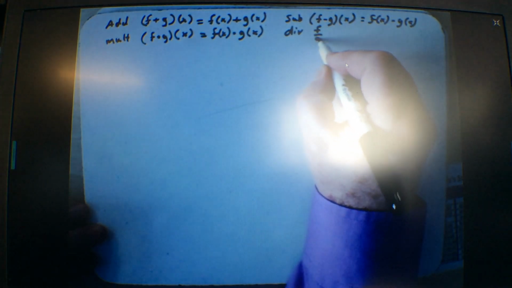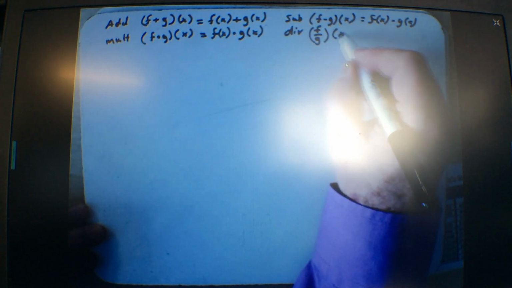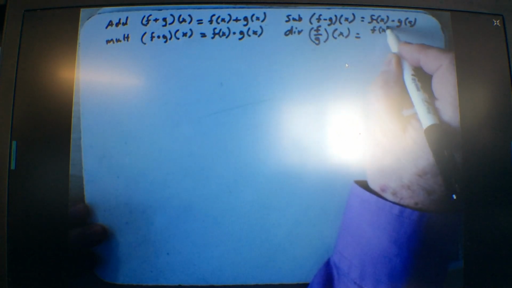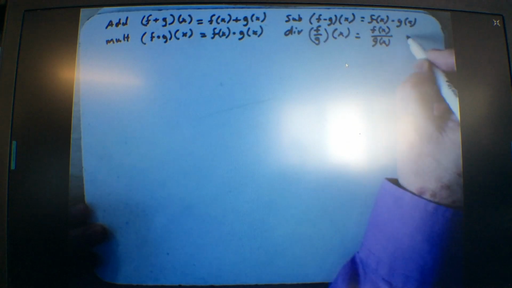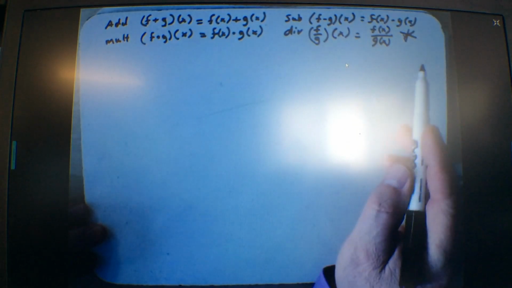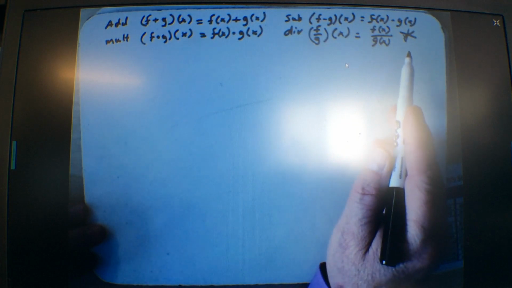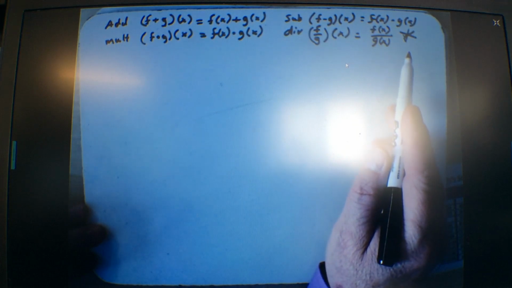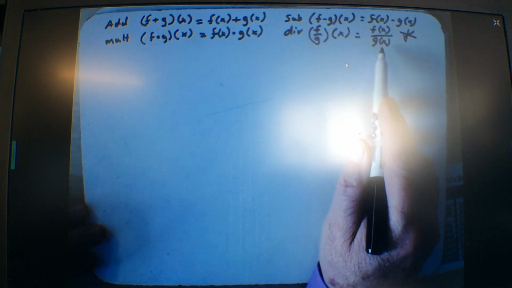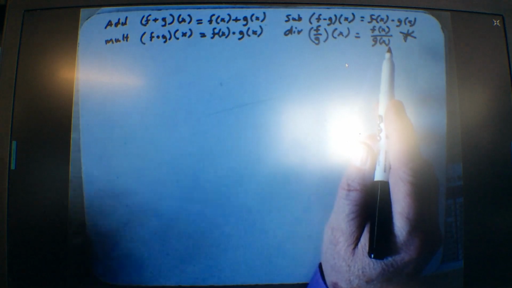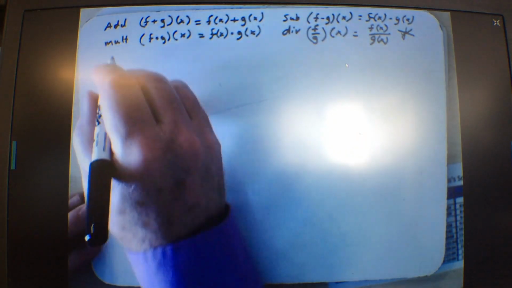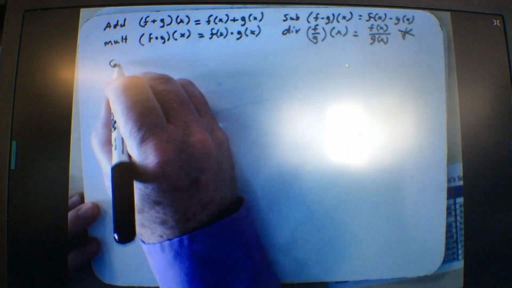If I want to divide f divided by g of x, then I take the f function and I divide by the g function. This one I'm going to put a huge asterisk by it, because when I do this one, I must write restrictions for the domain, and I'll explain that. You cannot have 0 in the denominator, so we have to eliminate all values that would make 0 in the denominator. And I'll show you an example of that when we get there, okay? So we'll start with addition and subtraction.